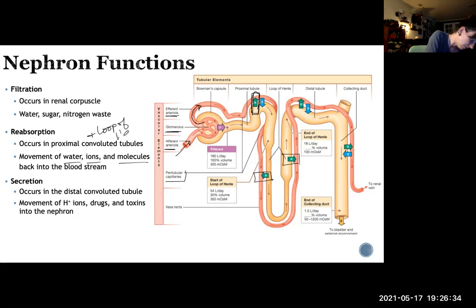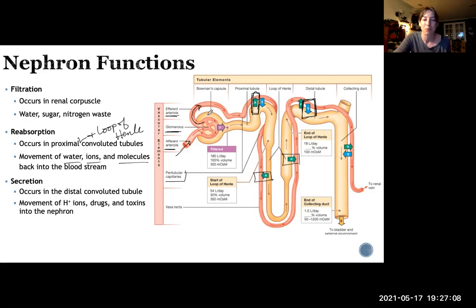And loop of Henle. Okay. Secretion starts to become more prominent in the distal convoluted tubule before we get to the collecting duct. Okay, so secretion is this S part. This is what we're focusing on here. We are secreting stuff out of the blood and into the nephron. So basically it's almost like your little sister brings in all of her junk to add to your pile of stuff that's going to Goodwill.